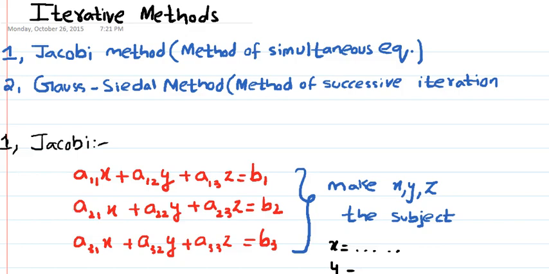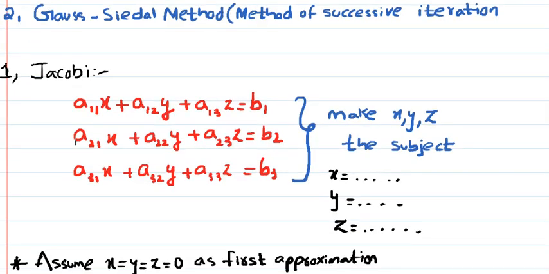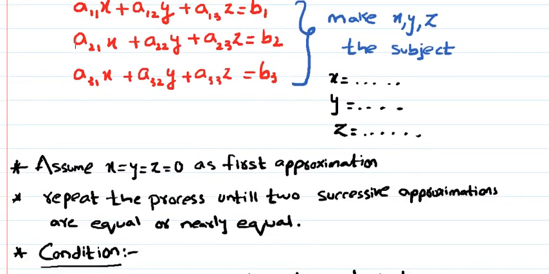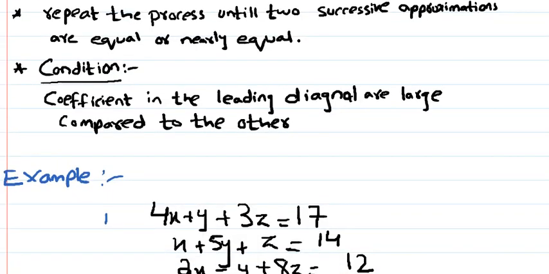So what we'll do, first we will substitute x, y and z. We will assume x equals 0, y equals 0 and z equals 0 as our first approximation. Then we will repeat the process until two successive iterations are equal or nearly equal.